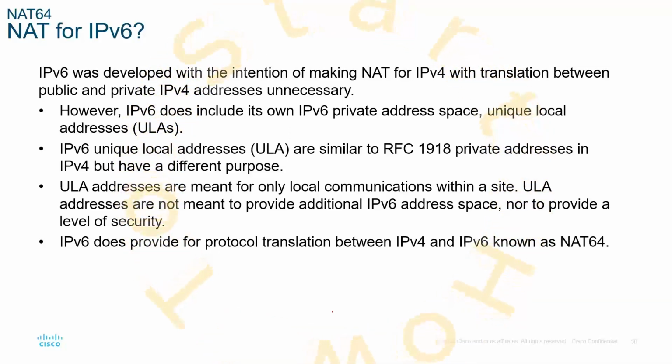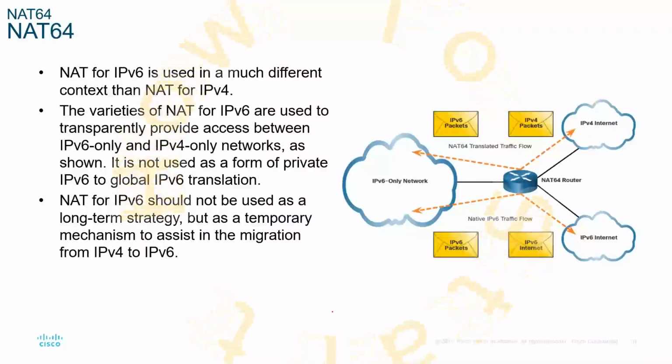With our IPv6 ULAs, these are meant for only local communication, so ULAs really aren't meant to be provided additional IPv6 address spaces. But it does provide protocol translation between IPv4 and IPv6, and that is what's known as our NAT64. And so what we can do is translate from an IPv4 packet to an IPv6 packet using address spacing. Though that's outside the scope of this course, it's one of those things that you should know how to do just in case you do actually have to translate between an IPv4 network and an IPv6 network.